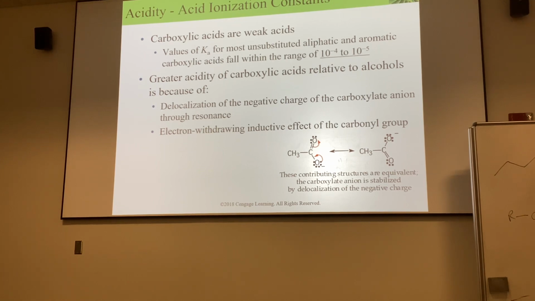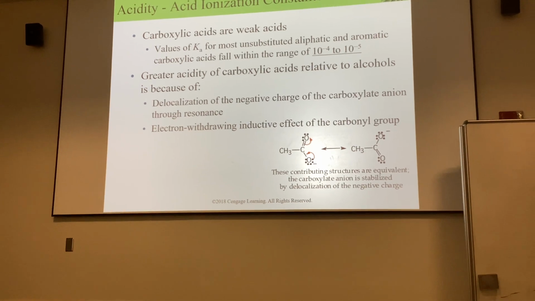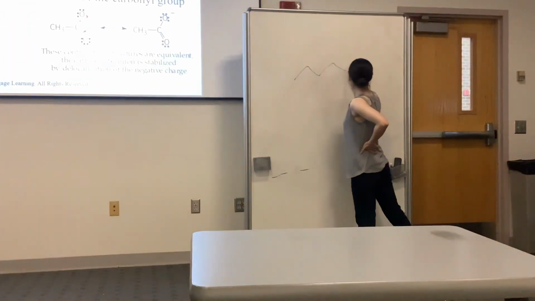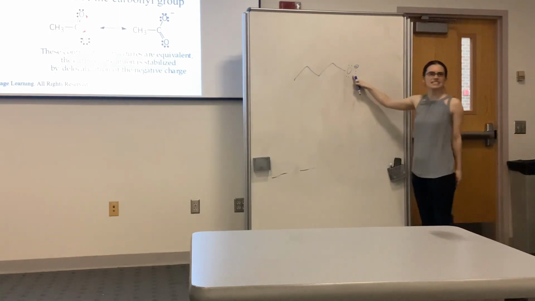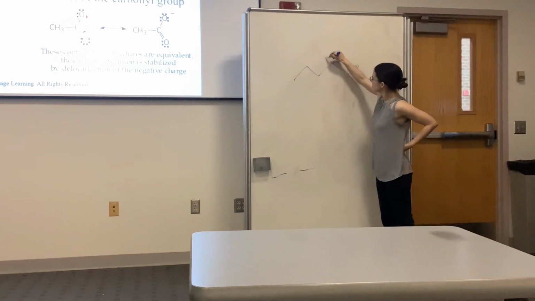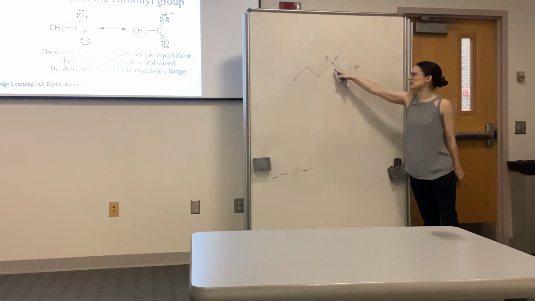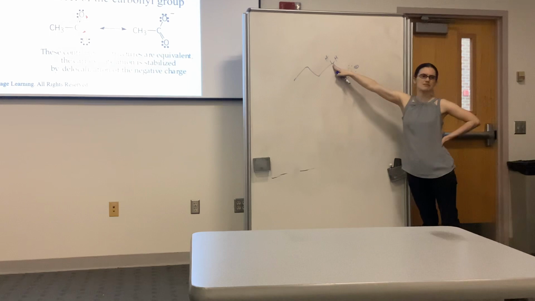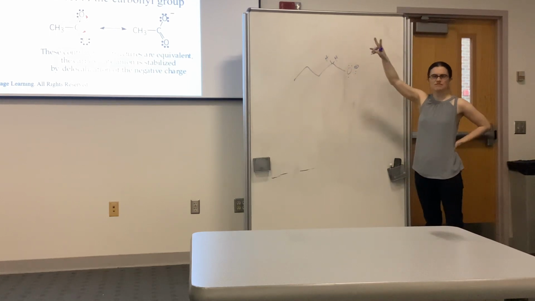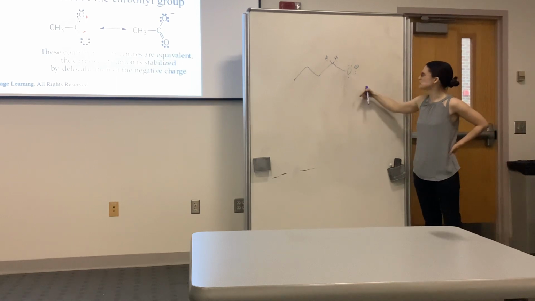They are much more acidic than alcohols because of resonance. So with an alcohol, if you deprotonate it, you've got nowhere for that to go, right? Because this carbon has 4 bonds, and you can't expand the octet because we're in carbon, in the second row of the periodic table.